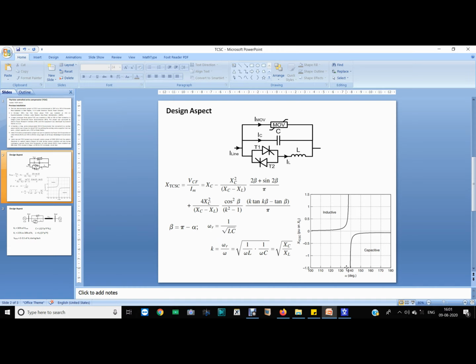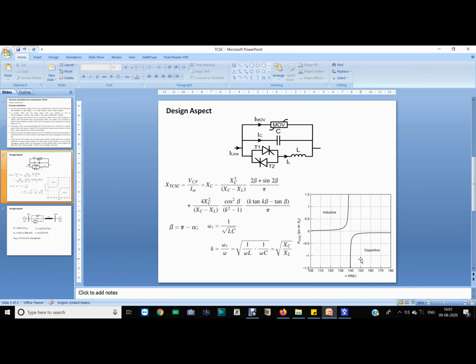From 90 degree to somewhere 138 degree to 140 degree, the TCSC will behave like an inductor, right? And the impedance of the TCSC will increase, meaning TCSC will provide inductive reactance to the transmission line. So overall inductance of the transmission line will increase. Now if alpha is varied from say 140 degree to 180 degree, the TCSC will operate in the capacitive zone, right?